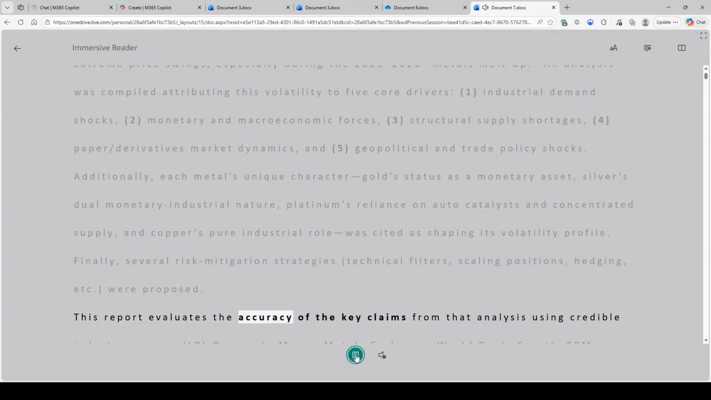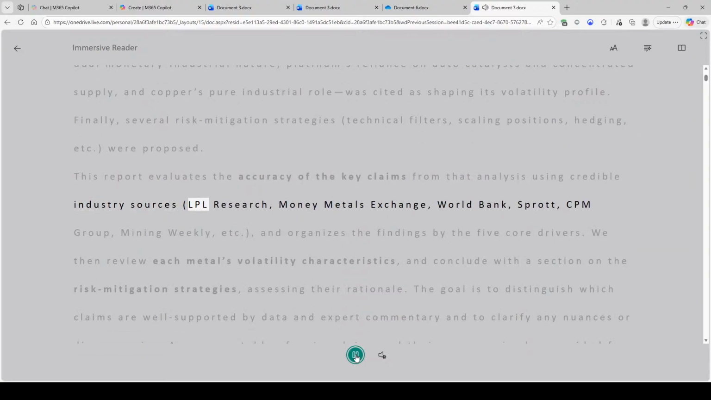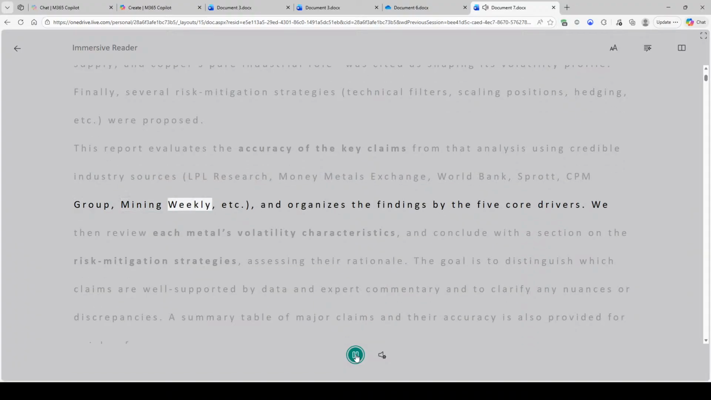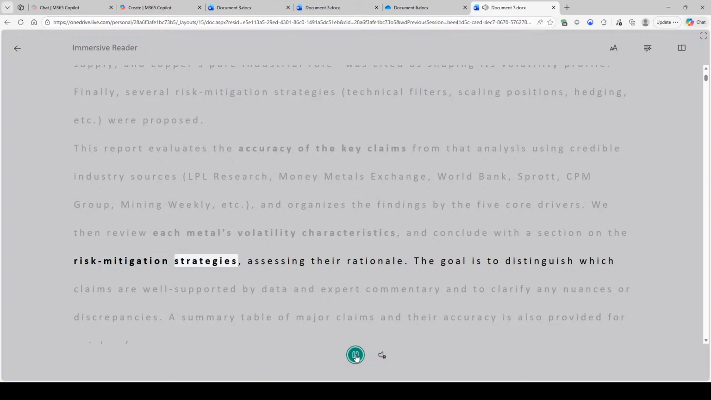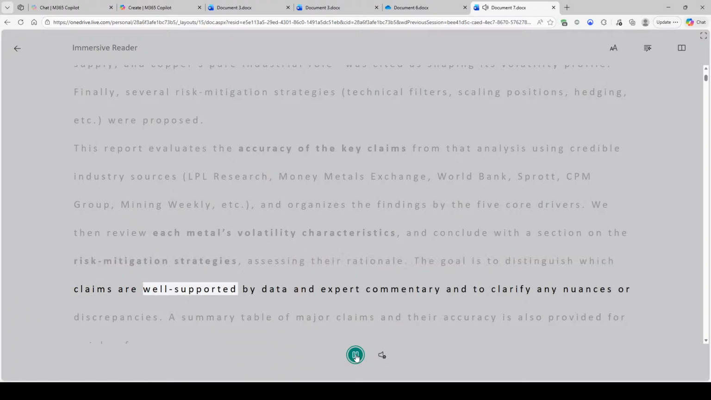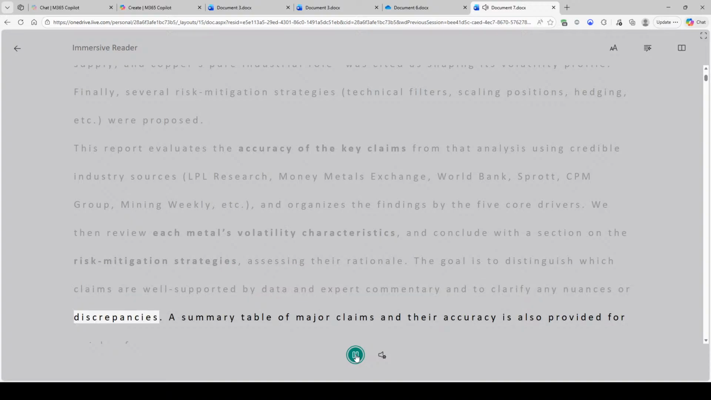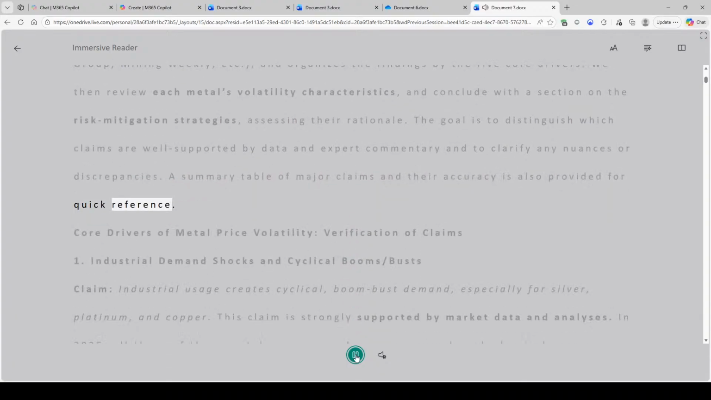This report evaluates the accuracy of the key claims from that analysis using credible industry sources, LPL Research, Money Metals Exchange, World Bank, Sprott, CPM Group, Mining Weekly, etc., and organizes the findings by the 5 core drivers. We then review each metal's volatility characteristics, and conclude with a section on the risk mitigation strategies, assessing their rationale. The goal is to distinguish which claims are well supported by data and expert commentary and to clarify any nuances or discrepancies. A summary table of major claims and their accuracy is also provided for quick reference.